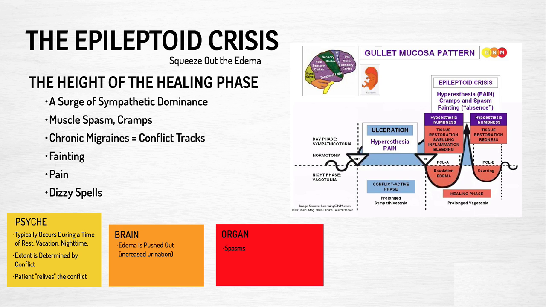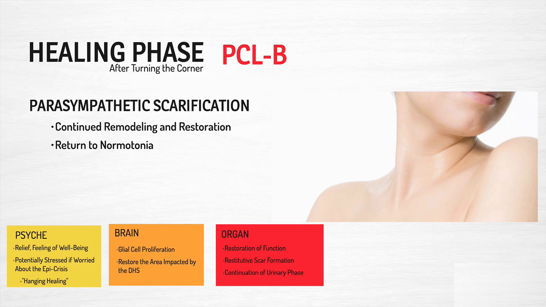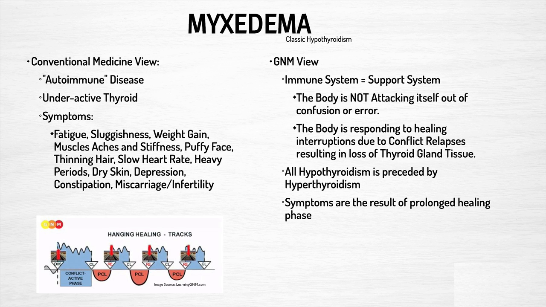This is when a lot of times people will have overwhelming health symptoms. Something almost surprising and shocking happens if you're not expecting it, because it's this surge of sympathetic dominance. Some people, this might be a chronic migraine attack. And so you may also have dizzy spells or fainting, muscle spasms, or cramps during the epileptoid crisis. And then once you've squeezed out the edema and the body is continuing to remodel, getting that duct back to its normal diameter, so it can get you back to normotonia.